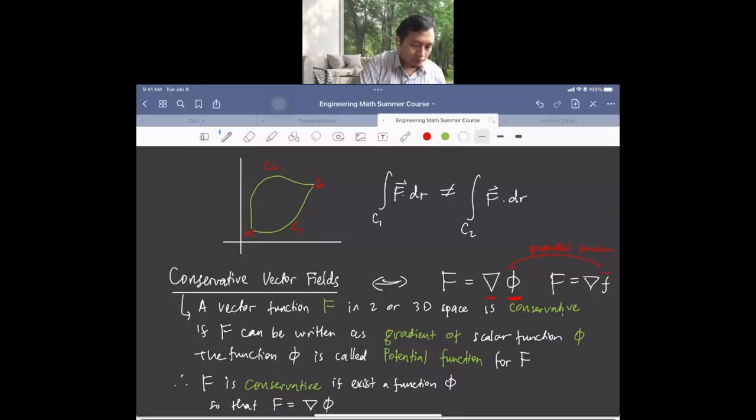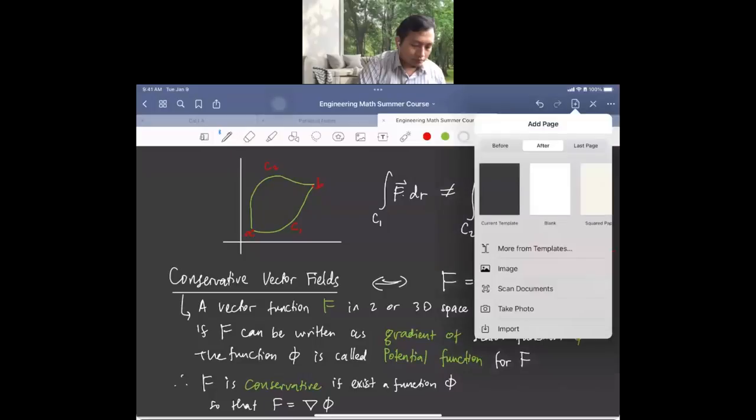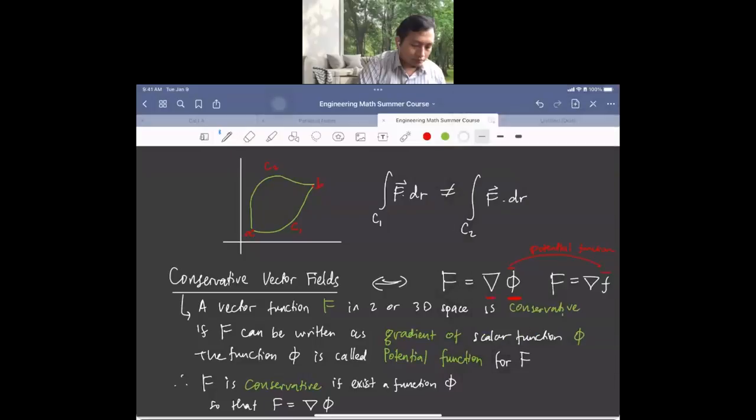Okay, one more section. So this is a small section related to conservative vector fields. Let me wait for you to write this down.